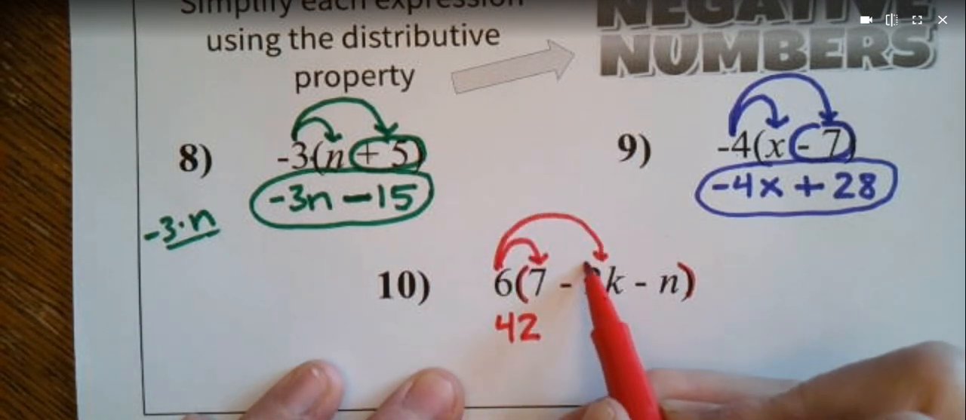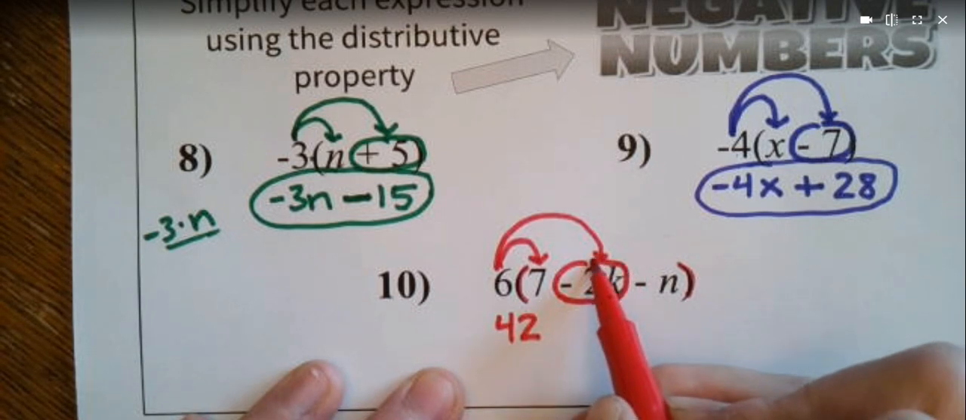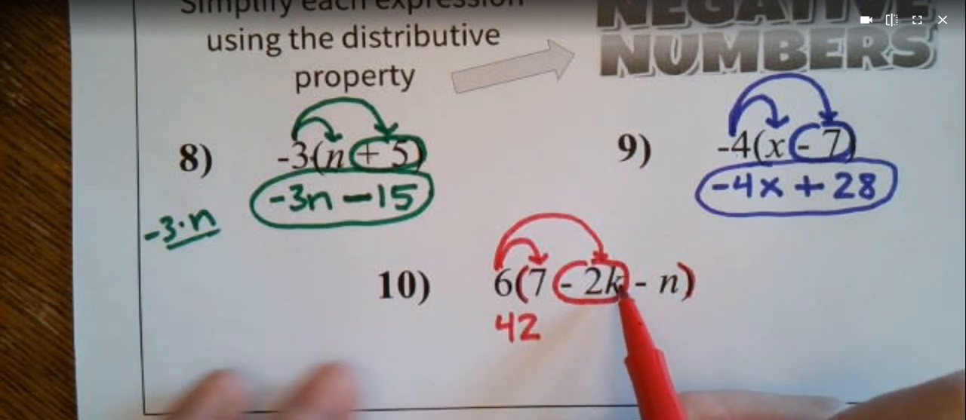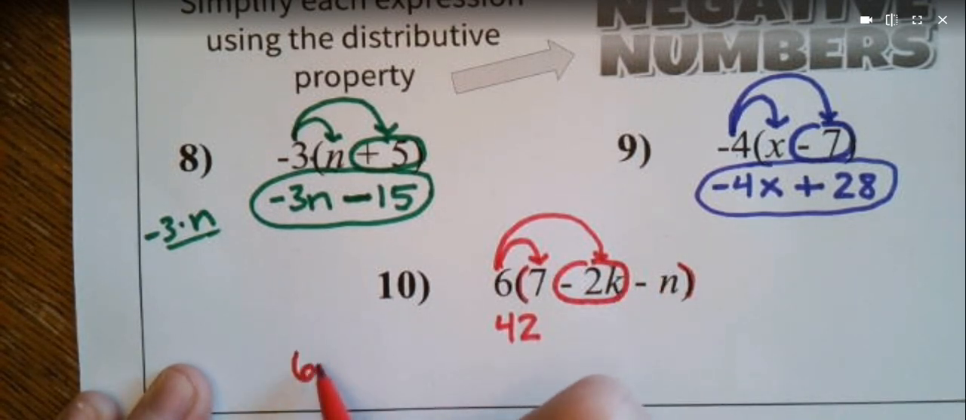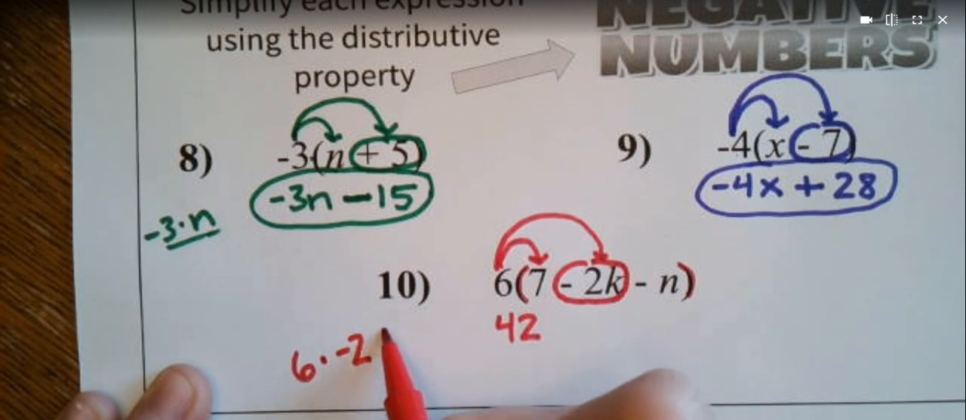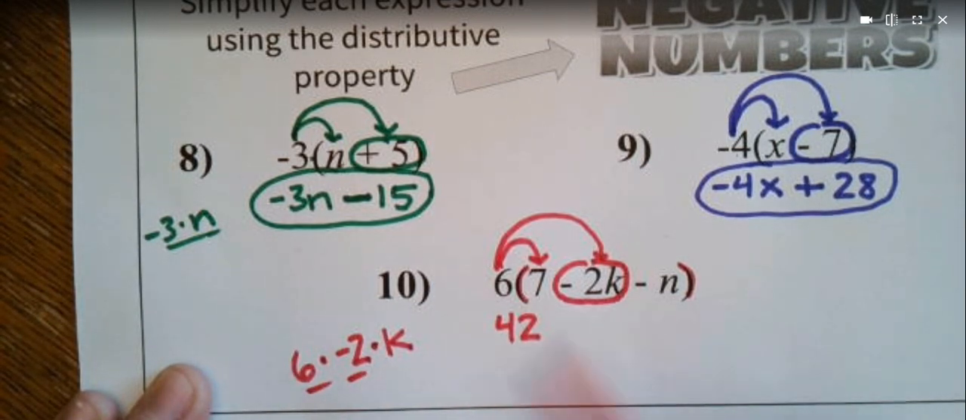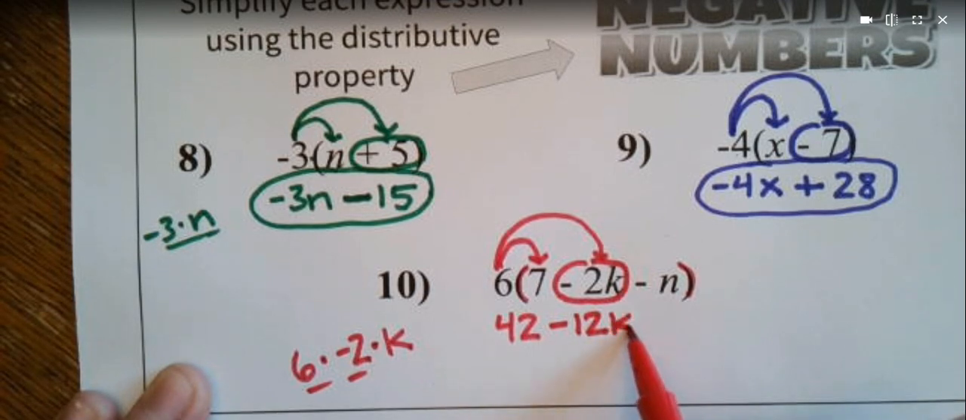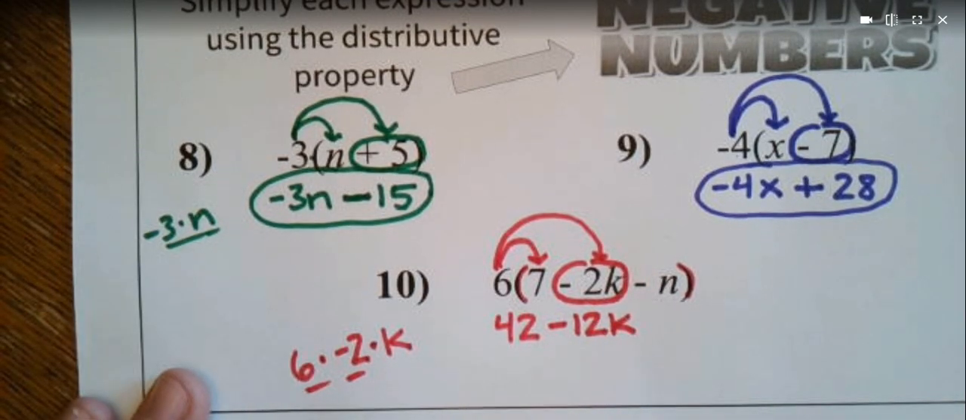6 times, look in front, I like to circle the term, 6 times negative 2k. So I've got 6 times negative 2k. Remember, this is being multiplied, being that they're stuck together. So I can take 6 times negative 2. I know 6 times negative 2 is negative 12. And then don't forget to multiply that k. Bring down that k with it.